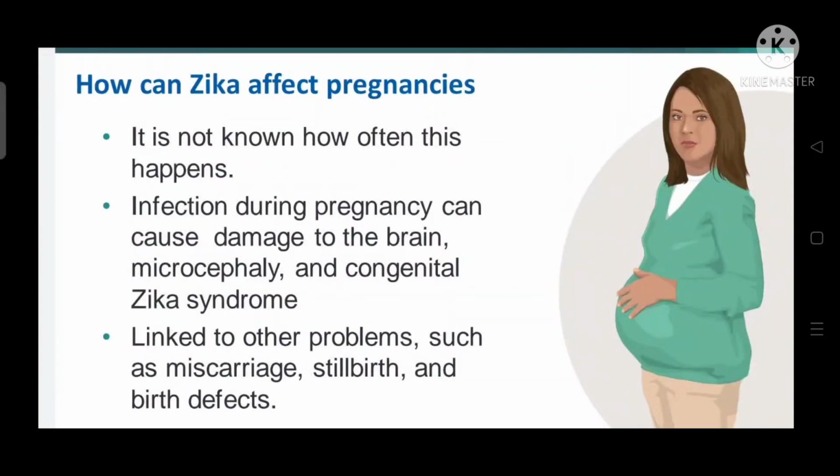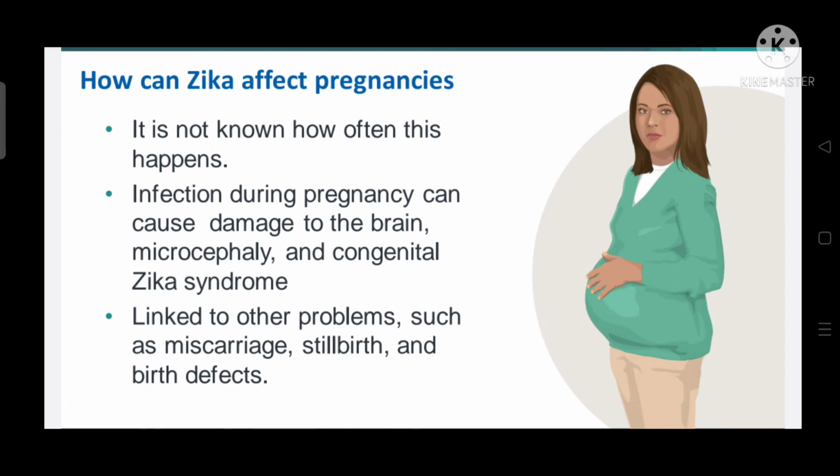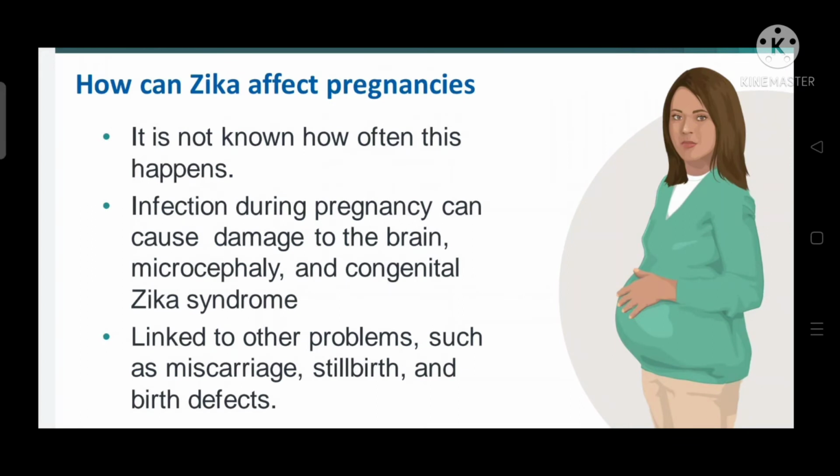Next, we will see how Zika virus can affect pregnancies. I already told you that Zika virus can pass from a pregnant woman to her fetus during pregnancy. Once Zika virus infection occurs in pregnancy, it can cause a birth defect of the brain called microcephaly, and also problems such as miscarriage and stillbirth, that means loss of the fetus before it is developed. It can also cause Guillain-Barre syndrome in some people.